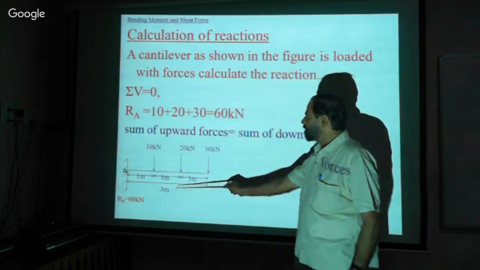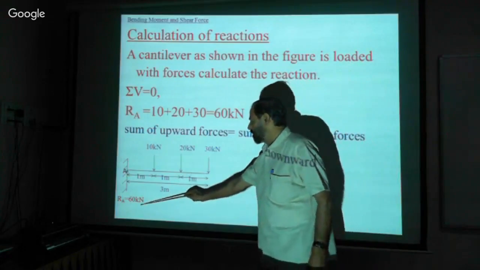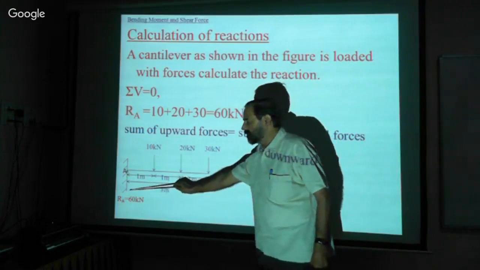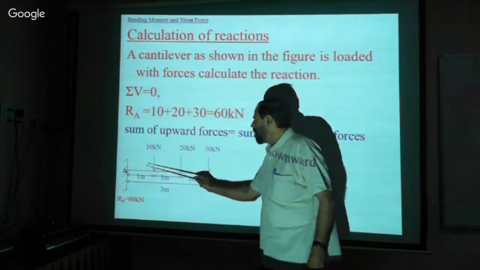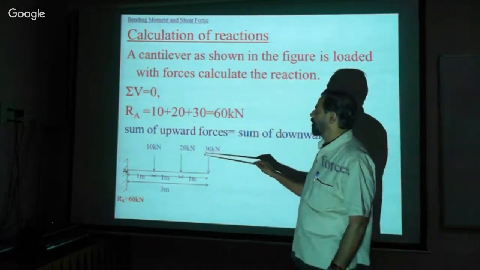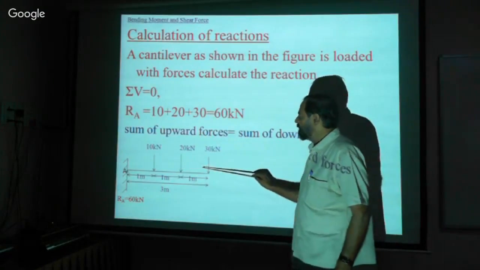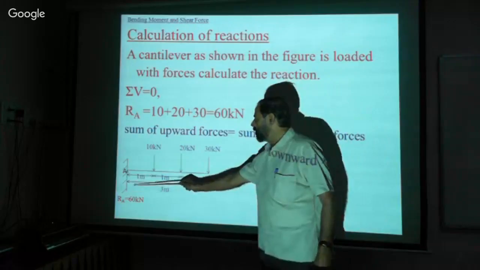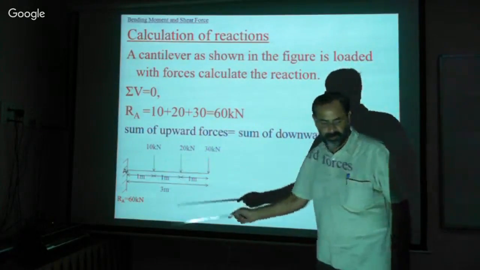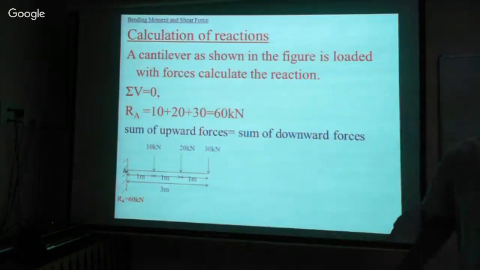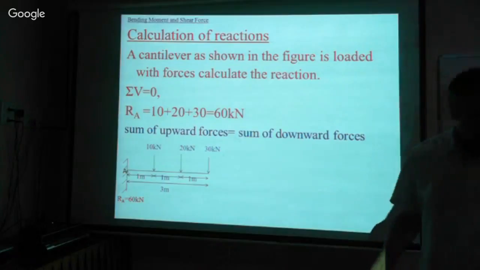That is how, as soon as we see the diagram, we can calculate the reaction. The reaction is resisting the support. There is a support resisting the vertical forces, which are acting downward. That is how we can calculate. Plainly we can say, because it is only one support, all the three forces are resisted by that support. Therefore, sigma V is equal to 0. Therefore, sum of downward forces must be equal to sum of upward forces.